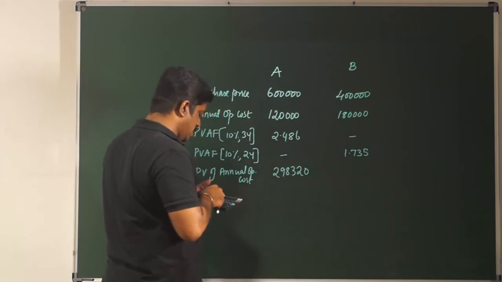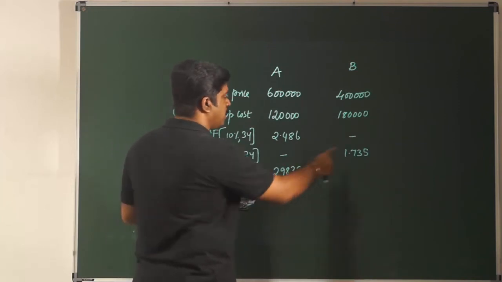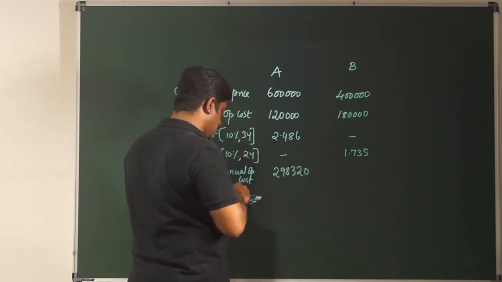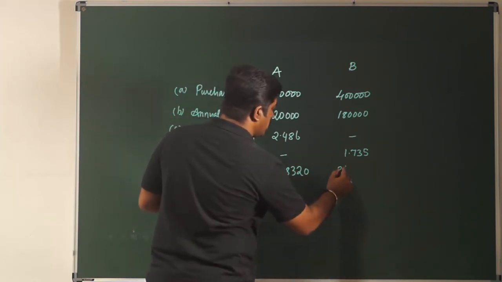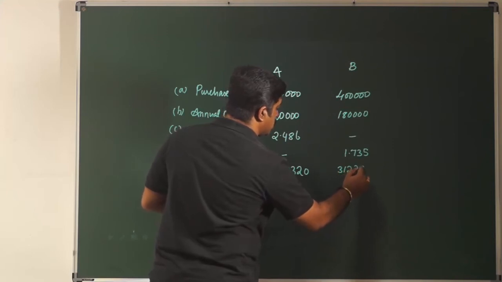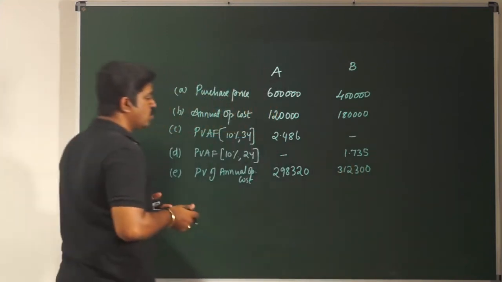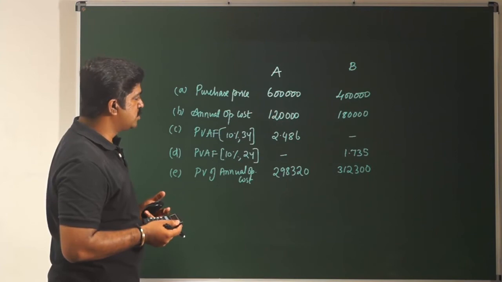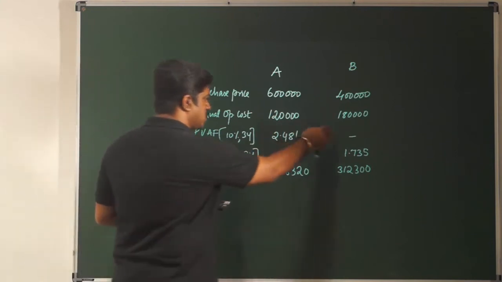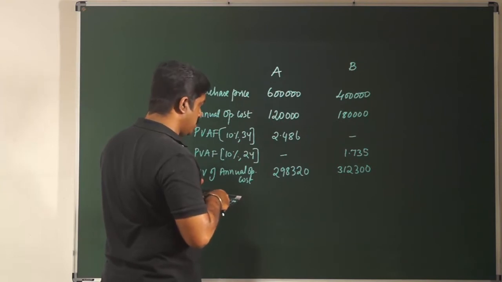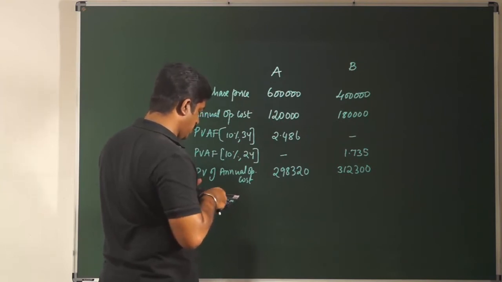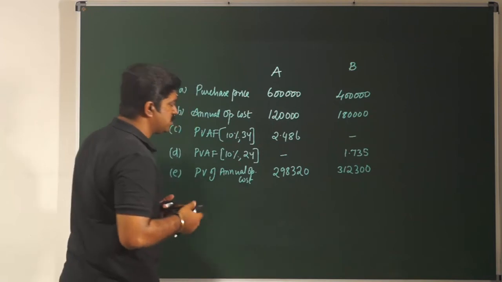What is the PV of this 180,000 for 2 years? Let's capture. It is 180,000 multiplied by 1.735. So it is 312,300. Okay. Let me check this again. I have a doubt. It is 180,000 multiplied by 1.735. So it is 312,300. Okay.